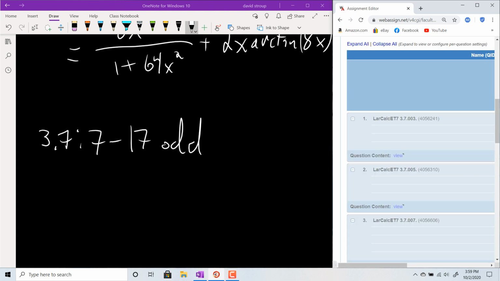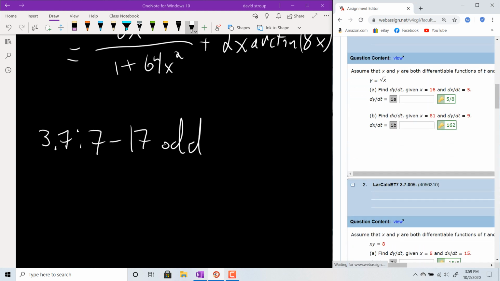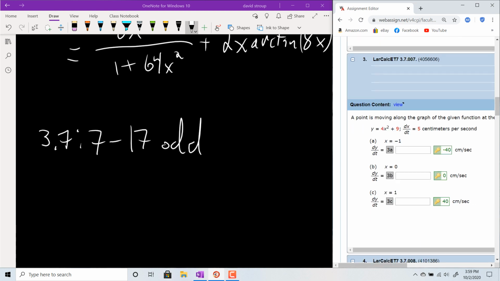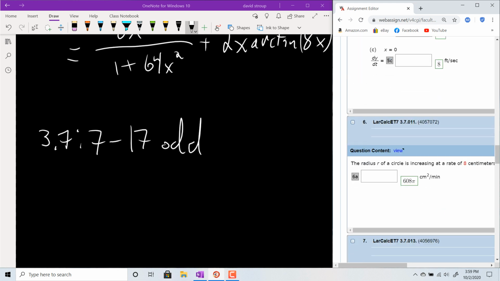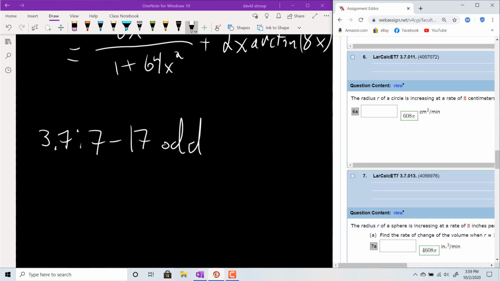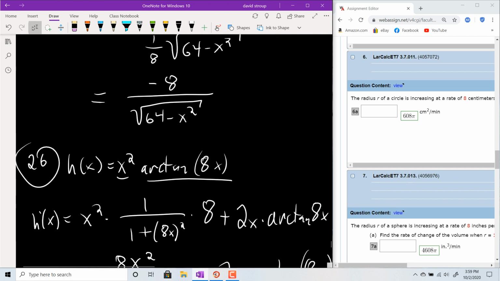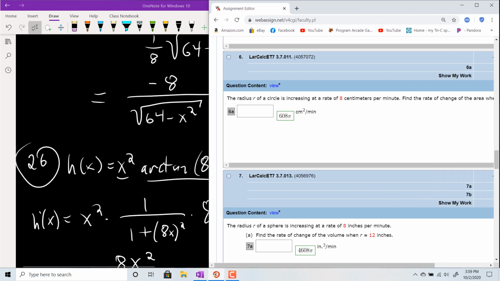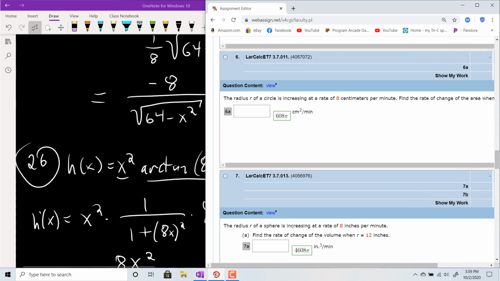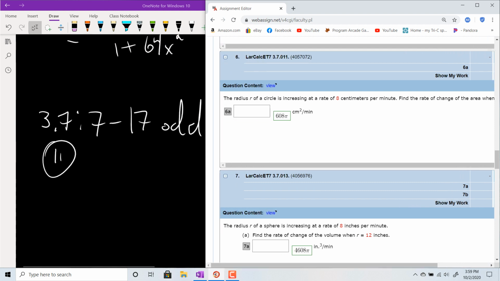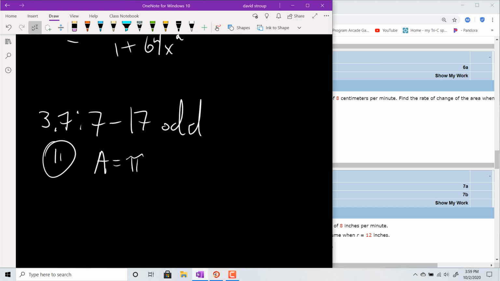I don't want to do the same one I did in class. Okay, let's look at this one, number 11. The radius of the circle is increasing at a rate of 8 centimeters per minute. Find the rate of change of the area when r is 38 centimeters. So that's pretty simple. The formula that relates all those variables, of course, is pi r squared.